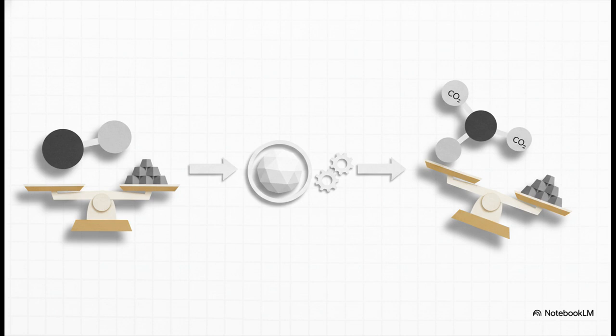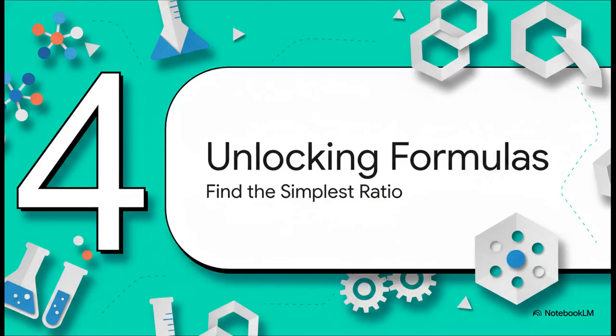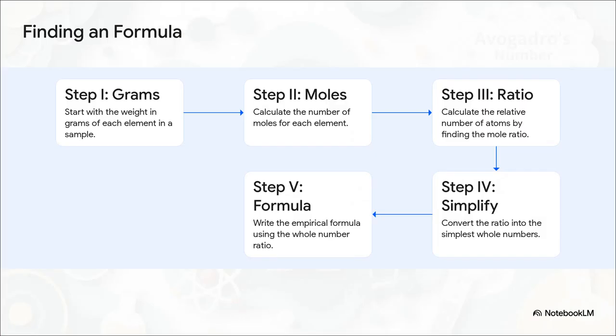See how that works? But the mole isn't just for reactions. It's also absolutely essential for figuring out what a compound even is in the first place. We can use it to find a compound's empirical formula, which is really just the simplest whole number ratio of atoms inside it. The logic here is just a really clean step-by-step process.